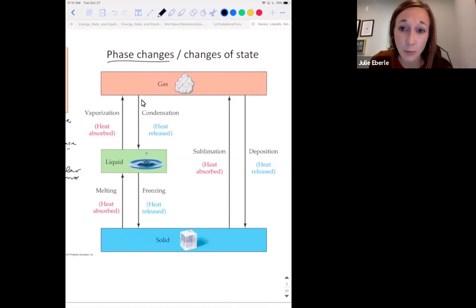It's going to sound a lot like enthalpy. We could define a positive or a negative delta H with each of these processes, and we can also define a positive or a negative delta S with each of these processes. Obviously we have gas at the top, solid at the bottom. So let's just start here with solid.